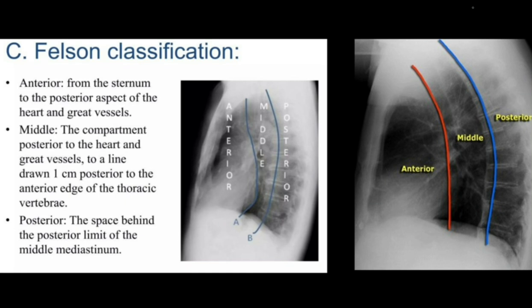And the middle mediastinum is the compartment posterior to the heart and great vessels to a line drawn 1 centimeter posterior to the anterior edge of the thoracic vertebra. So this is the thoracic vertebra and it is the anterior edge. We have to draw a line 1 centimeter posterior to it. From that line to the posterior margin of the pericardium is the middle mediastinum. And the posterior mediastinum is the space behind the posterior limit of the middle mediastinum.